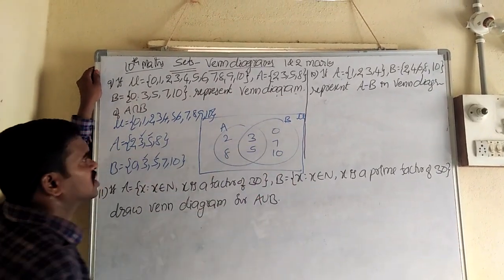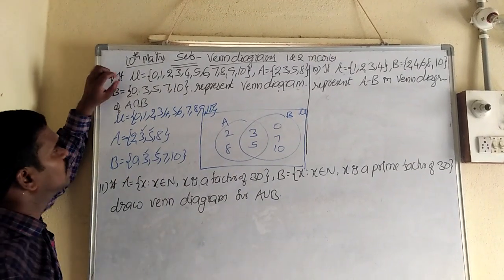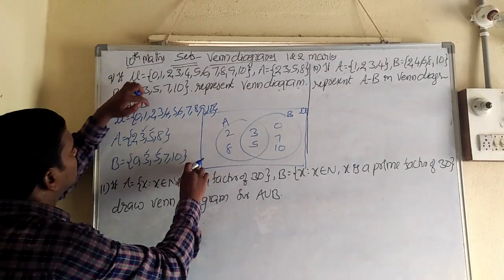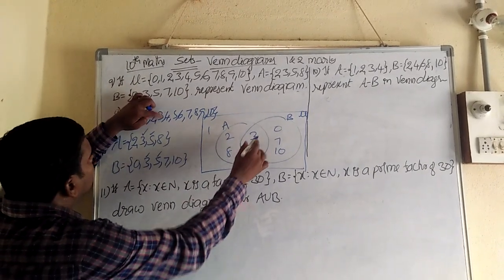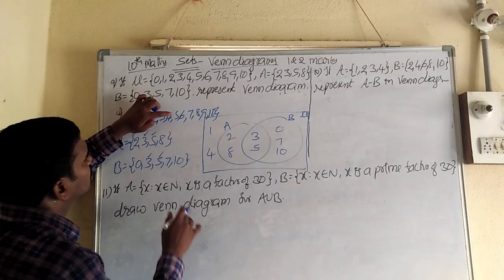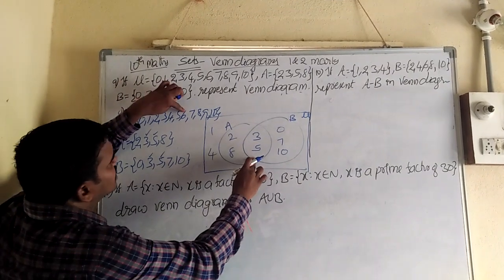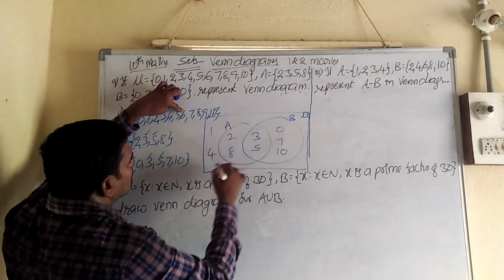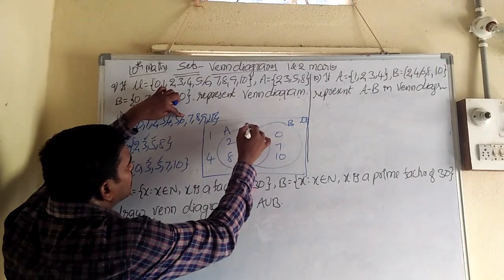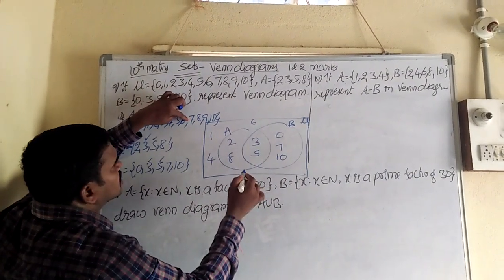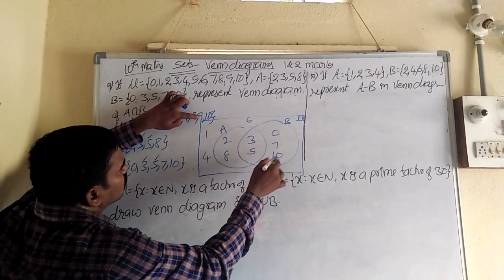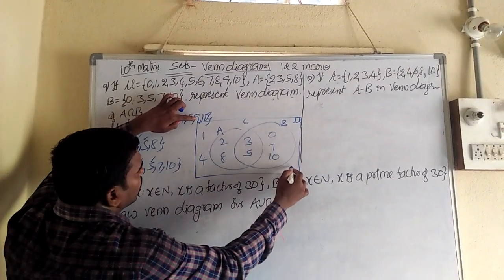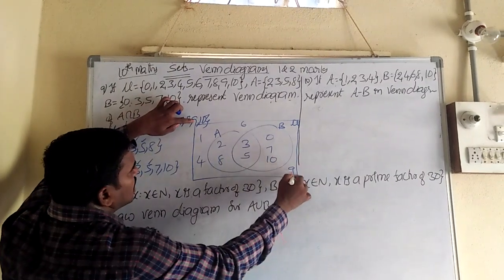Other than these elements, what are the elements in mu? 0, already got it. 1, no, write it down. 2, got it. 3, got it. 4, write it down. 5, already got it. 6, nowhere, write it anywhere other than A and B. 7 already there, 8 already there, 9 not there. Wherever you have space, write there.